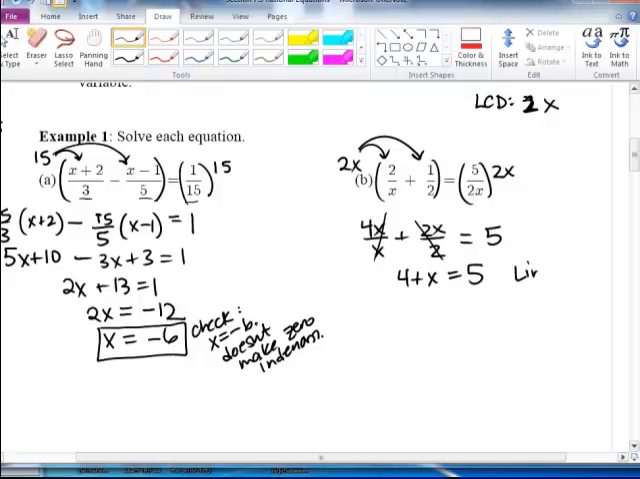What we're left with is linear again. So we just group the like terms together and get x alone on one side. x is 1. And again, if we check, putting x equals 1 does not make any denominator 0. So we'll keep it.